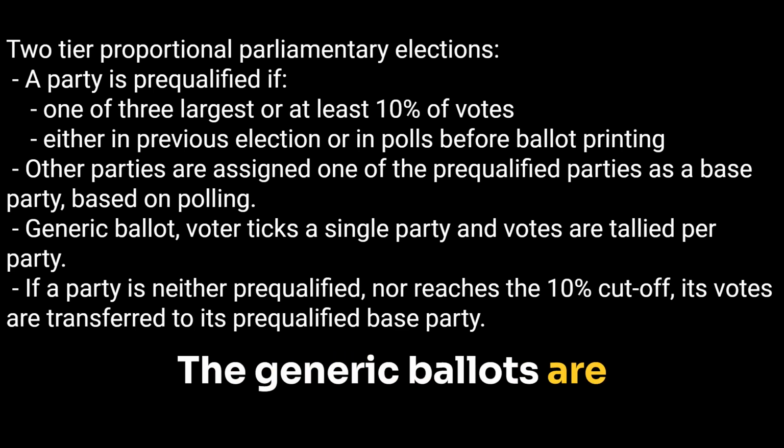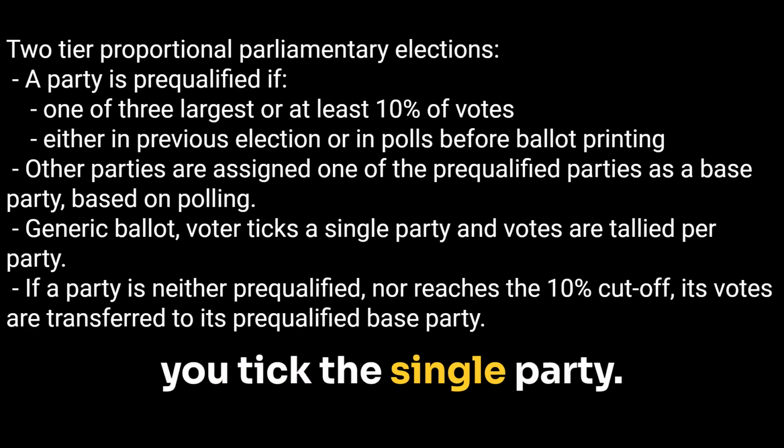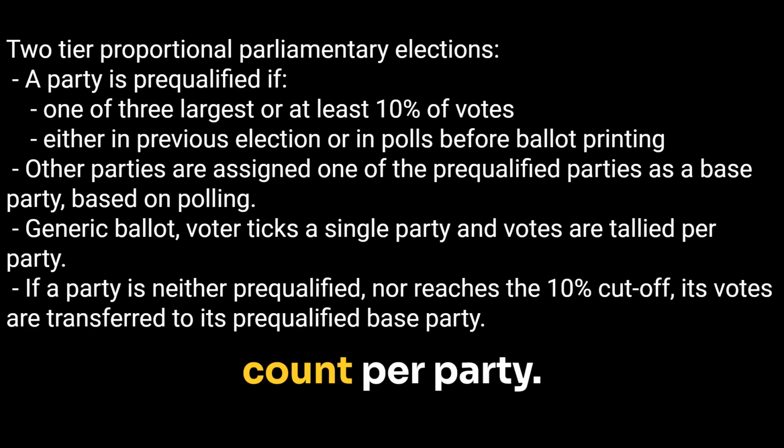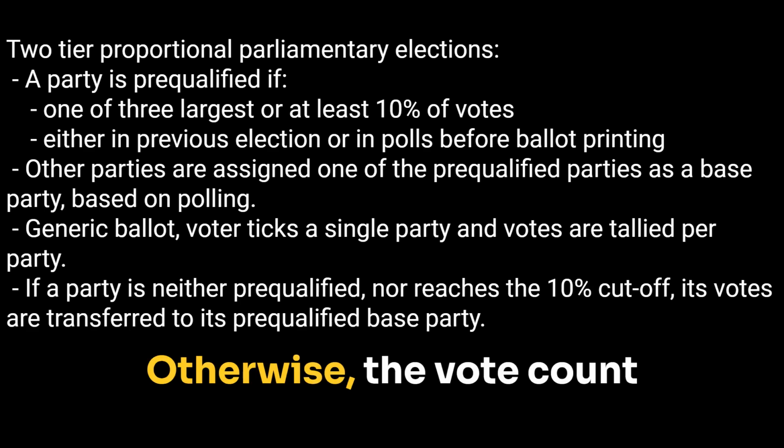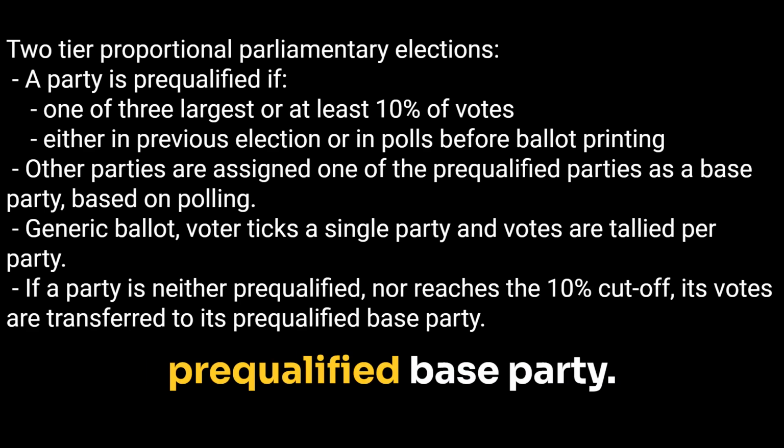The generic ballots are just a list of parties, and you tick the single party. Tallying is a simple count per party. If a minor party gets over the cutoff, it gets into Parliament. Otherwise, the vote count is transferred to the pre-qualified base party.